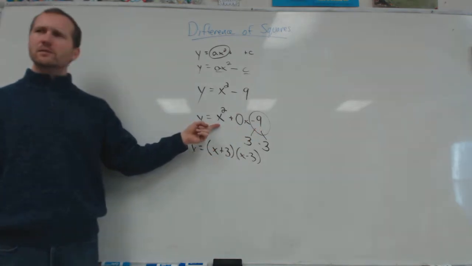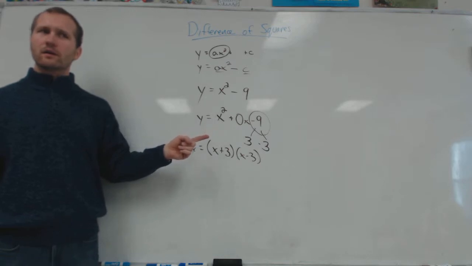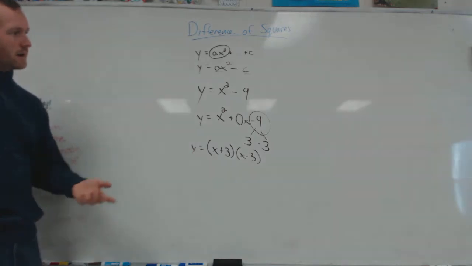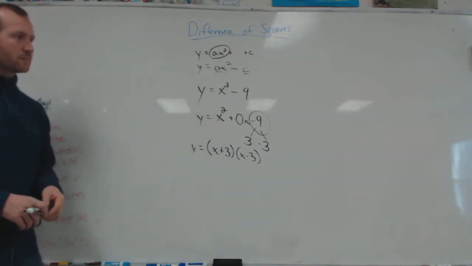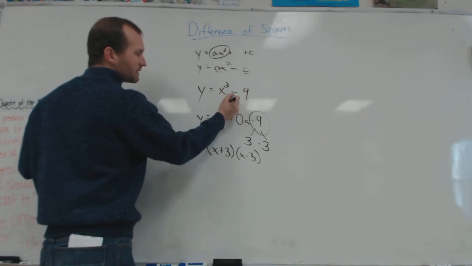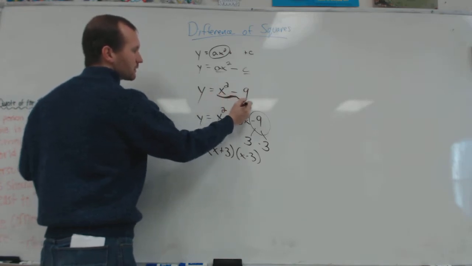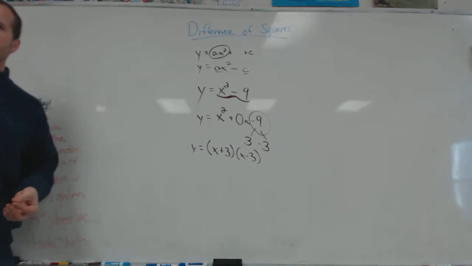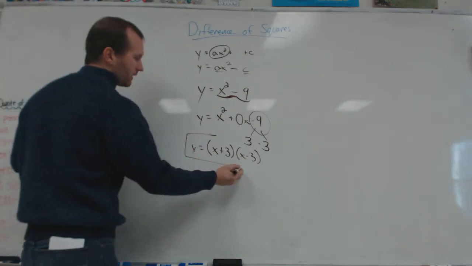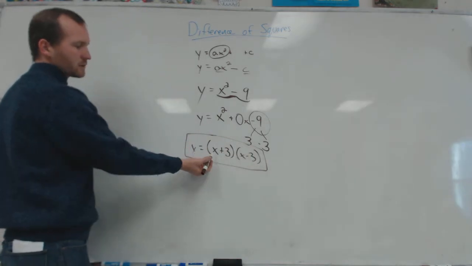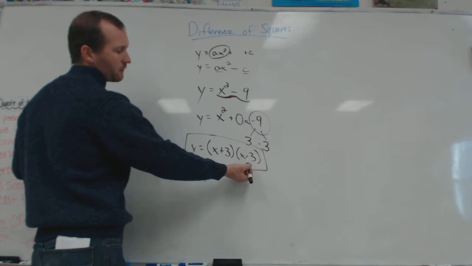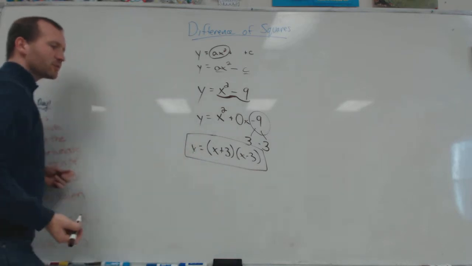Is x squared a perfect square? Yeah, right? What's the square root of x squared? X. So x squared is a perfect square as well. And so we have here the difference, minus, of two squares, x squared and 9. And this is the factored form of it. The square root of the first one plus the square root of the second one, and then the square root of the first one minus the square root of the second one. And let's just prove that this is right.